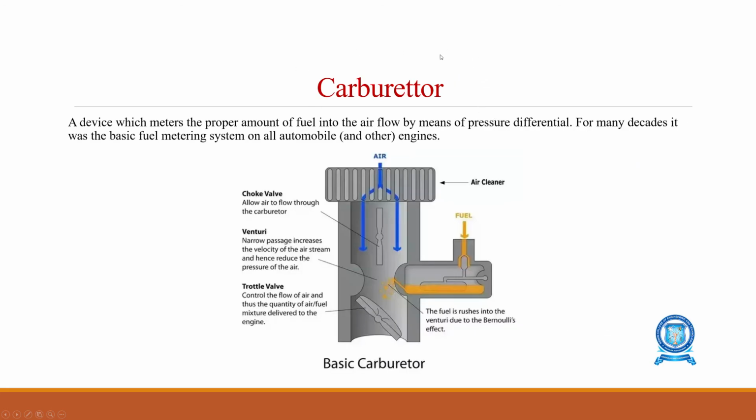The next is the carburetor. The carburetor is the basic component in petrol engines which will bring an efficient or required amount of air fuel mixture. In the carburetor there is an air cleaner. From the air cleaner the air comes in, at this area. Due to Bernoulli's effect, the fuel gets mixed with the air. Due to the adjustment of the throttle valve, the throttle valve opens and closes, and the air fuel mixture goes into the intake manifold. This is the operation of the carburetor.